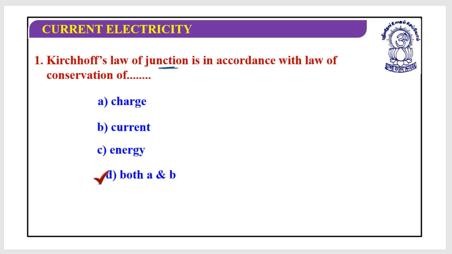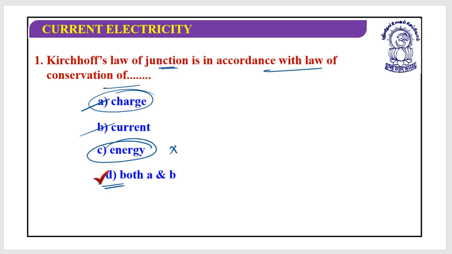Kirchhoff's law of junction is in accordance with the law of conservation of... KCL is in conservation of... It is conserving charge. Yes, it is conserving current as well, but it is not conserving energy. So this is incorrect. These two are correct. This should be the answer. Please do remember this. KCL, Kirchhoff's current law, is in accordance with the conservation of charge and conservation of current.